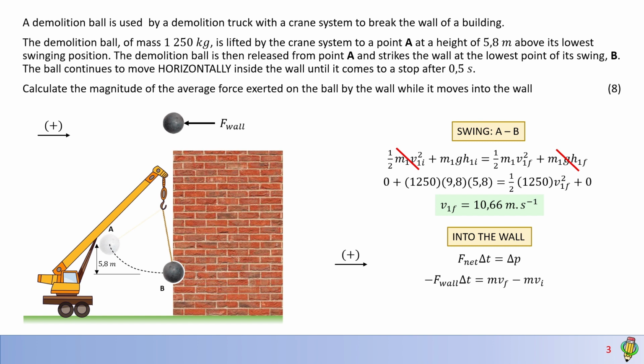So the negative F_wall change in t term is not zero, because we have the time and we know there's a force that the hole pushes on the ball. On the right side of the equal sign, the final velocity is zero, because the ball will come to a stop inside the hole, so that term falls away. Now we can substitute and solve for F_wall.